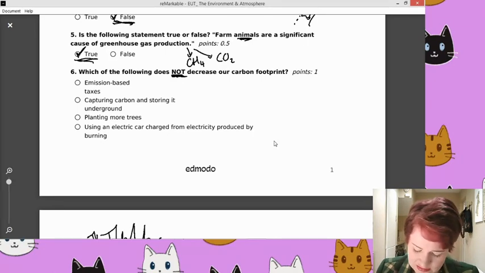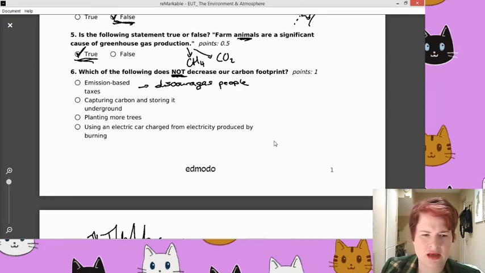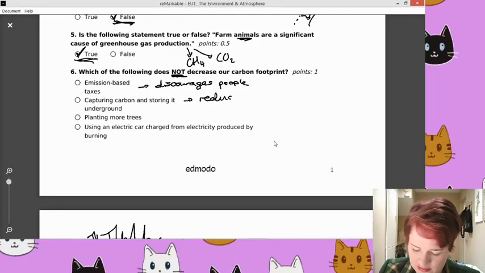Emission-based taxes, well, that basically discourages people from using carbon emitting things in the first place. So that kind of would. Capturing carbon and storing it underground, that would definitely reduce it. So that one's spot on. Planting more trees would definitely reduce it. So that one's spot on.